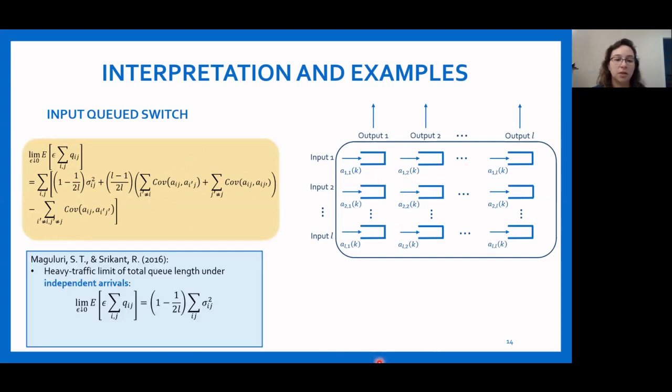This is a generalization of a result proved in 2016, where it was obtained the heavy traffic limit of the total queue length for the independent arrivals case. However, in data center networks, independent arrivals is an unrealistic assumption. So this corollary is also of importance.